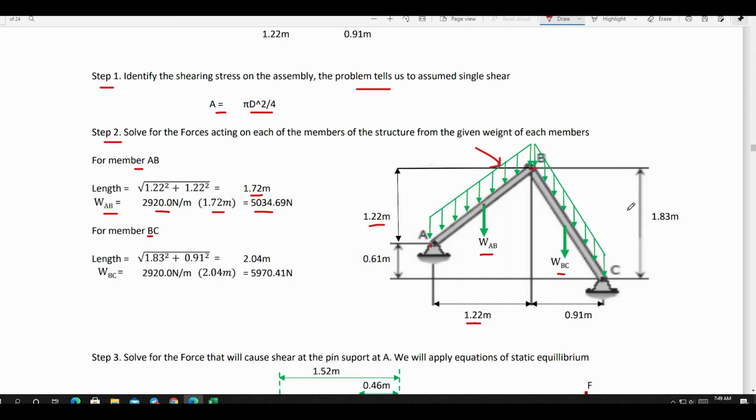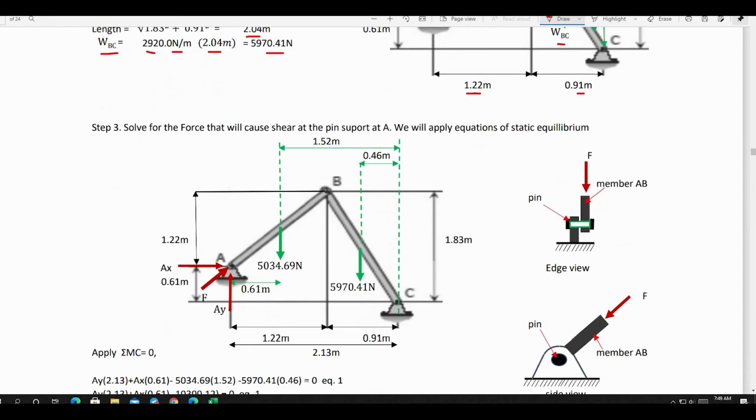For member BC, length of member BC is just equal to the square root of 1.83 squared plus 0.91 squared. That is also by Pythagorean theorem, equal to 2.0 meters. For weight of member BC, which is located also at mid-length of member BC, that is equal to 2,920 Newton per meter multiplied by its length, that is equal to 5,970.41 Newton. After solving for the weight of the members of the assembly, we can now solve for the force acting at point A of the assembly.